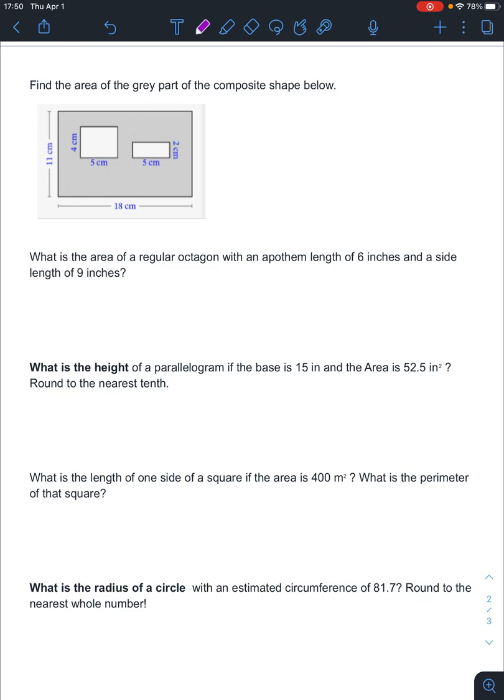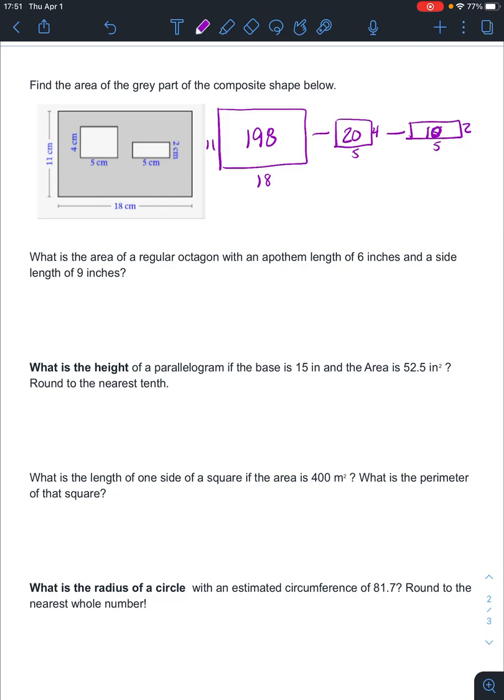Okay, find the area of the gray part of the composite shape below. So a composite just means that you're putting multiple shapes together. So basically what we're doing is we're starting with the big rectangle, which is 18 by 11. Well, area of a rectangle is base times height, so 11 times 18 is 198. Okay, and then we want to take away the 4 by 5. So 4 times 5 is 20. And we also want to take away the 2 by 5, which is 10. 2 times 5 is 10.